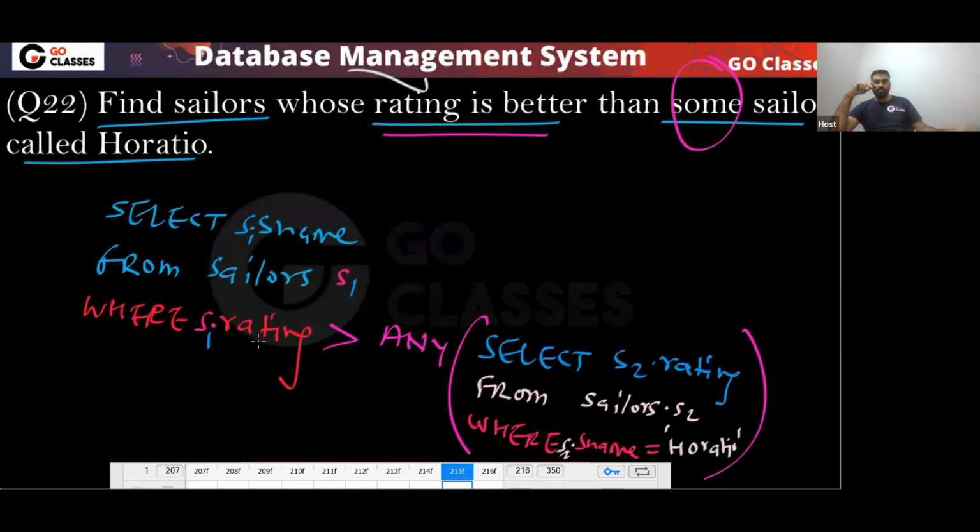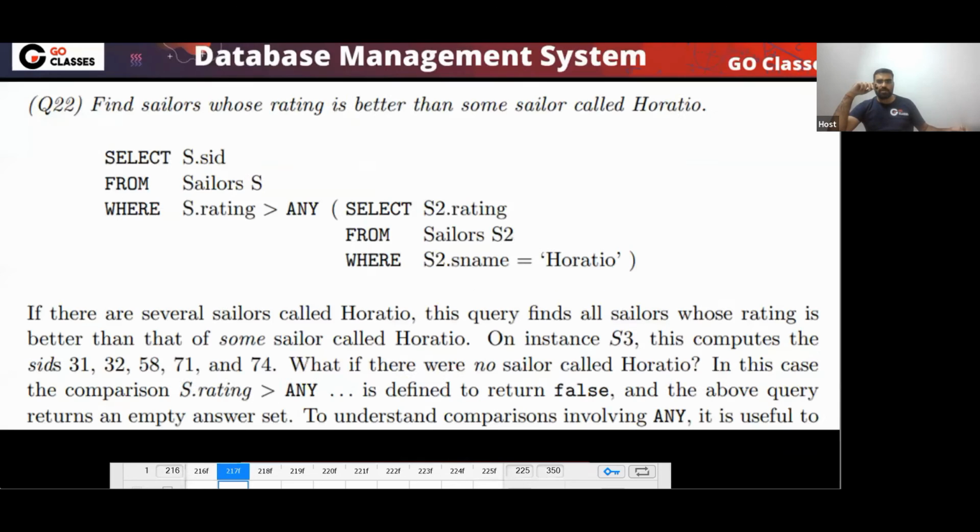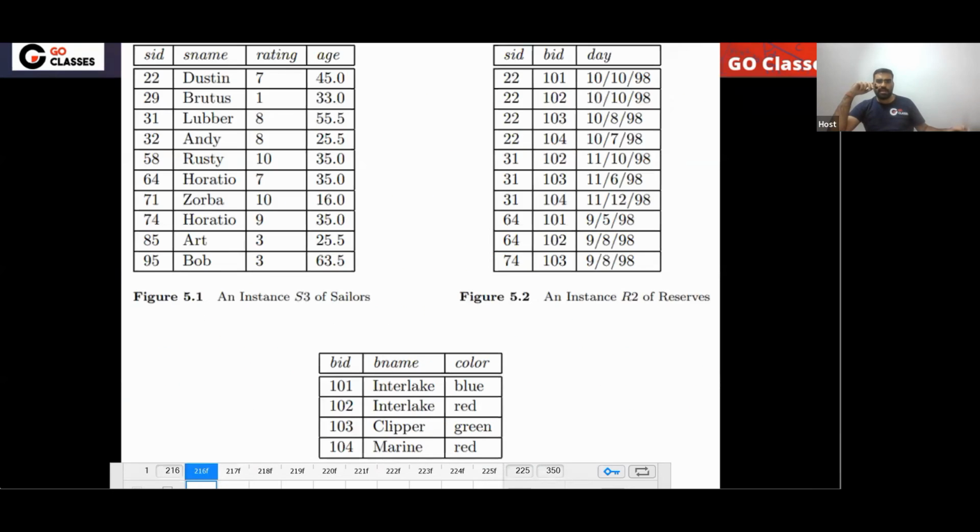You want those sellers whose rating is greater than... Just find all the sellers of name Horatio. So find the rating of all the sellers whose name is Horatio. Okay. So where the name is Horatio, you find those ratings. Then you are looking for those sellers whose rating is greater than any of these values. This is your answer. Very simple. So this is a simple question, and like this you can do.